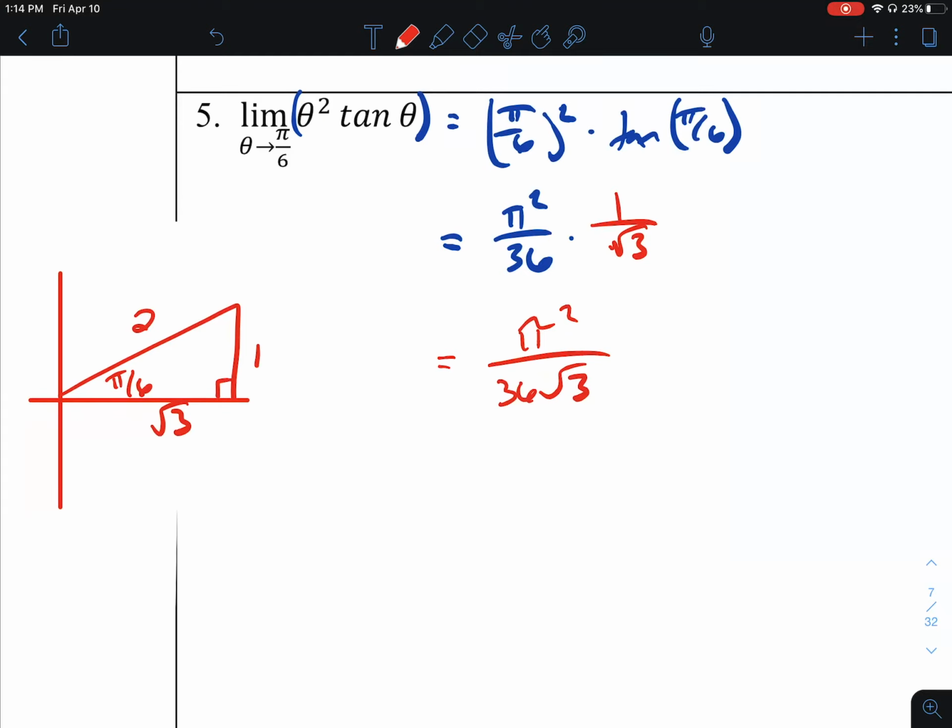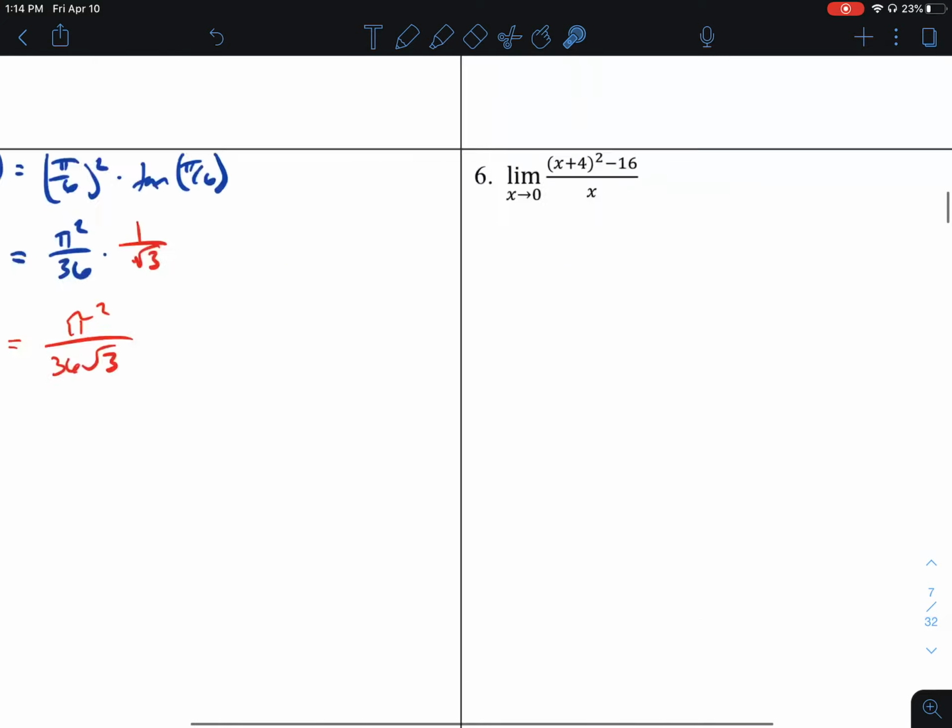You do not have to rationalize your denominator. If you want to, you can, and in some cases you'll need to. If in fact it's a multiple choice question, you have to fit the format that the answers are in. If it's a free response question, you do not have to. You could leave it simply like this.